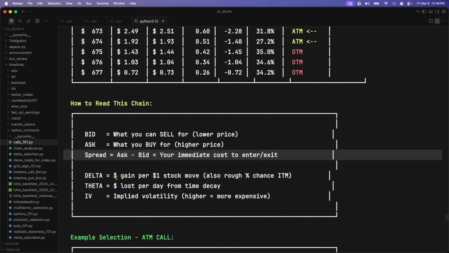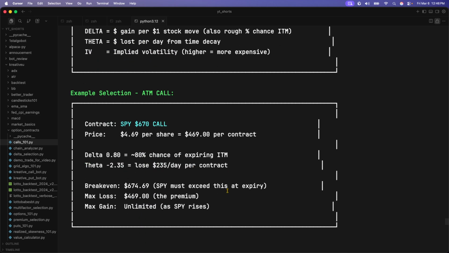And then delta is the dollar gain per stock move, and also the rough chance of ITM. Theta is how much money you're going to be losing per day. And IV is implied volatility. The higher it is, the more expensive. And here's a selection of an option contract.